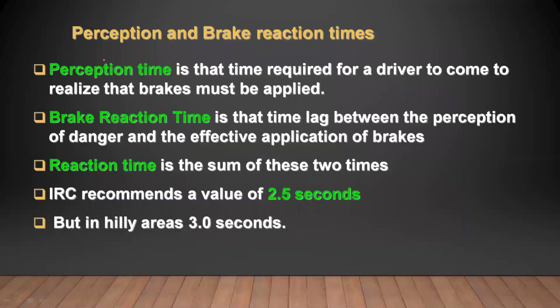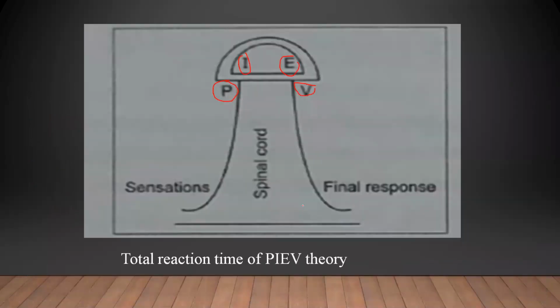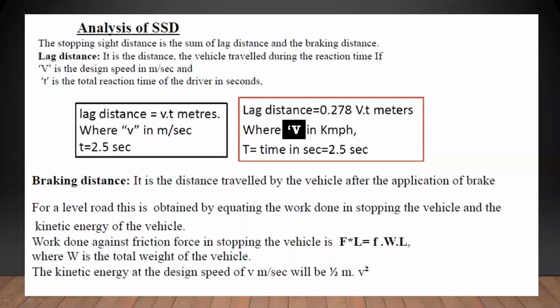These are very important. PIEV, this I've already explained, you can just go through. There is nothing to read. Volition or reaction is the time to start the event in motion, but not actually doing the action. PIEV theory is important. Moving back to the SSD analysis, the analysis of stopping sight distance: the stopping sight distance is the sum of lag distance and braking distance.